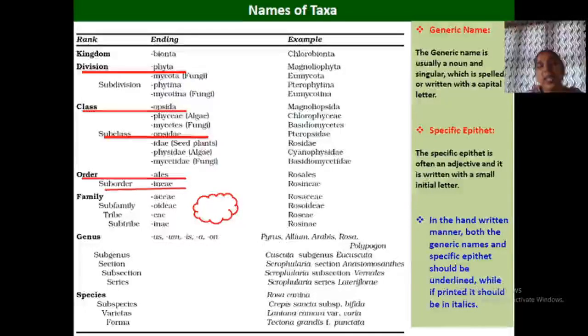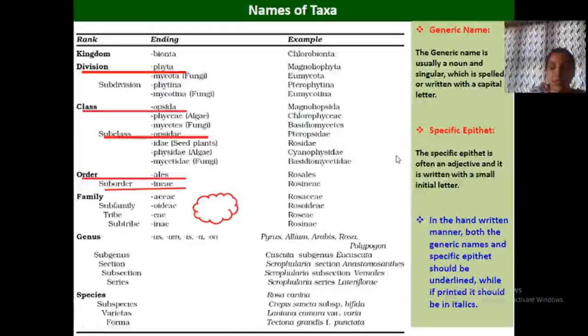While writing a binomial, you have to remember two important things. The generic name is usually a noun and should be written starting with a capital letter. The specific epithet, or species name, is written starting with a small letter. If you are writing it by hand, you should underline it. If you are printing it, it should be in italics. So always remember these conditions of writing a binomial.